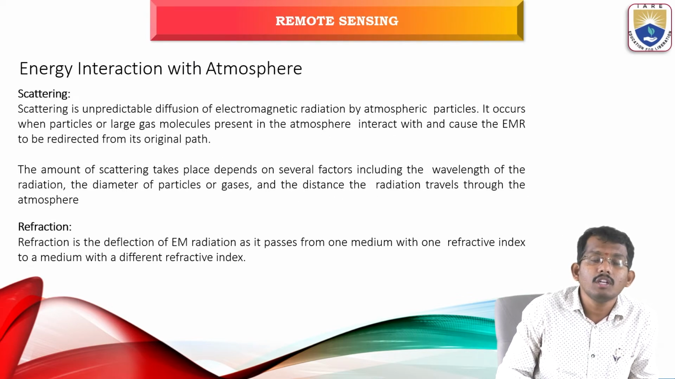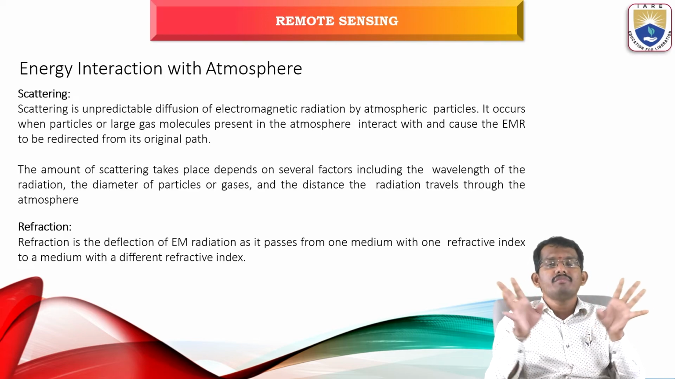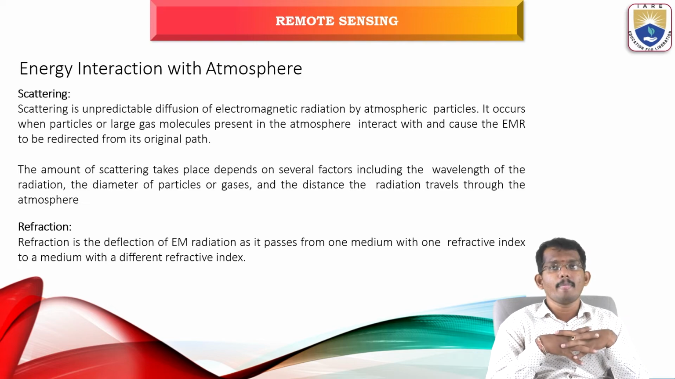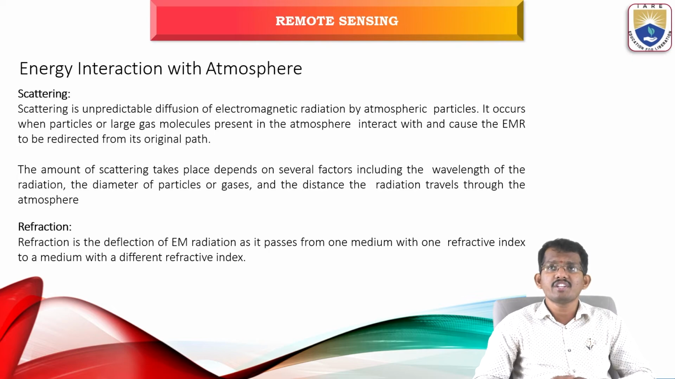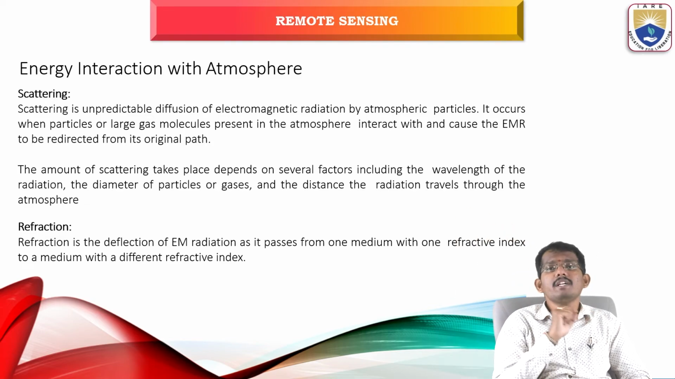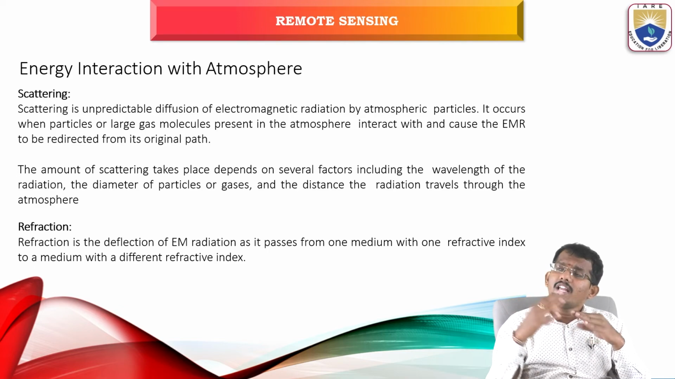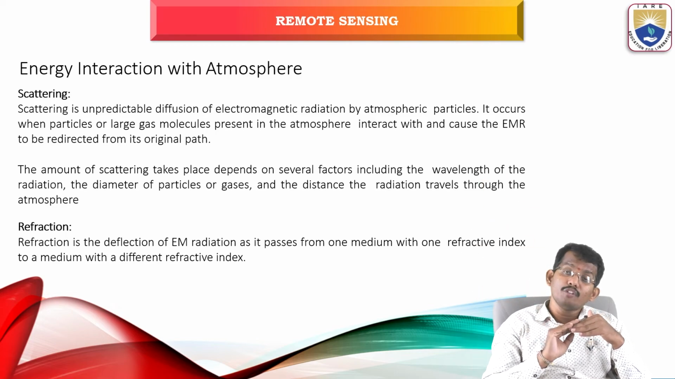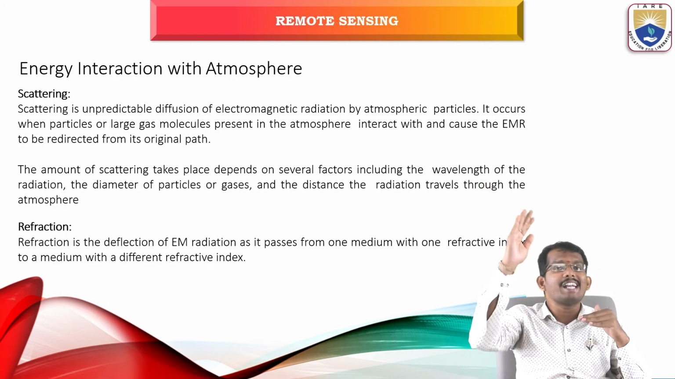Now scattering. What is scattering? The deviation or diffusion of the radiation by atmospheric particles is called scattering. Scattering is the unpredictable diffusion of electromagnetic radiation by atmospheric particles. It occurs when the particles are large gas molecules present in the atmosphere. When the radiation comes from sunlight, the different gases in the atmosphere make it diffuse back in the atmosphere itself, or it touches the ground and scatters back.